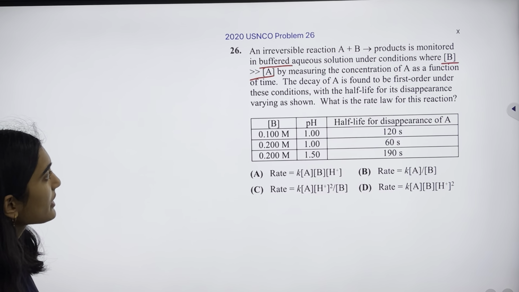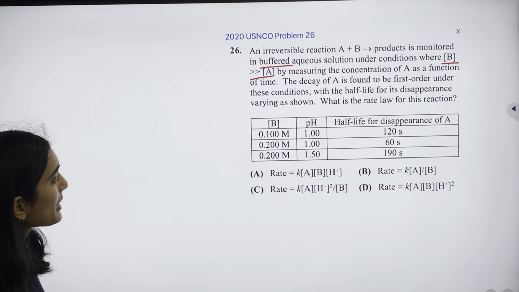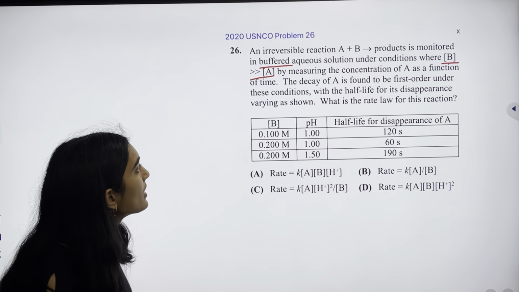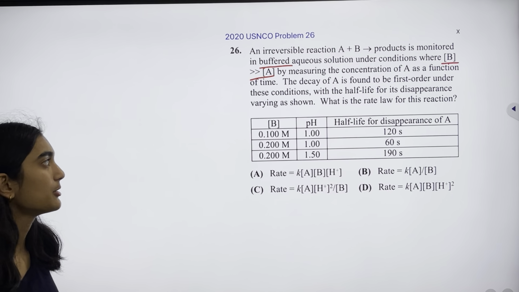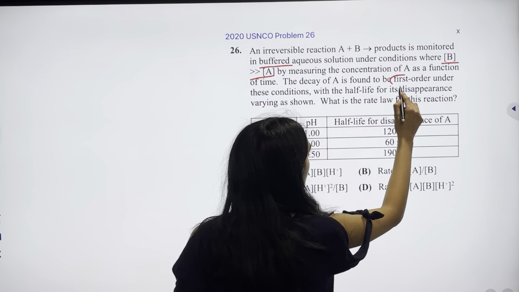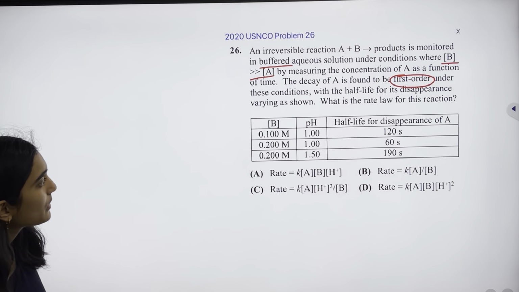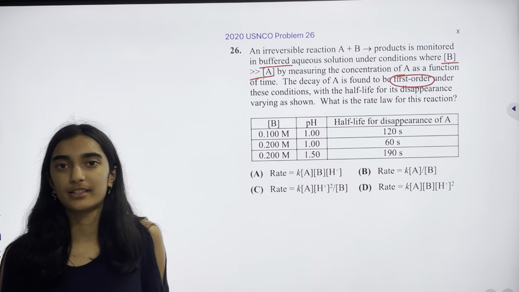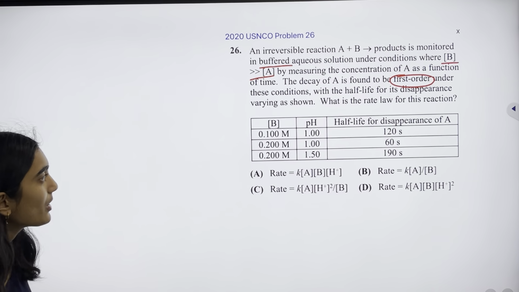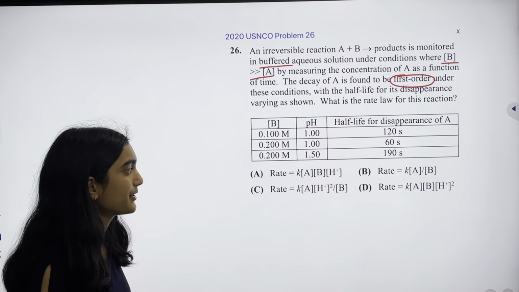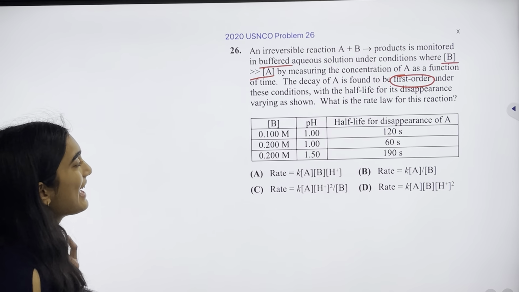And we're measuring the concentration of A as a function of time, where B is much greater than A, and the decay of A is found to be first order. And we're given the half-life for its disappearance. Okay, so we want to find the rate law. Well, we know that A is first order, right?